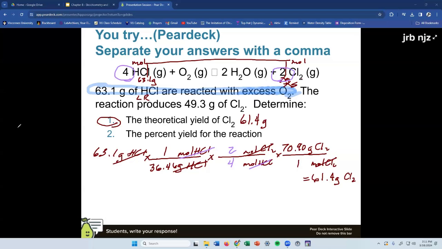Now to turn this into a percent yield, I have to remember my percent yield is equal to actual over theoretical times 100%. Now the actual yield comes from one of 2 places. Either it's going to be given to us, which is the case here. The actual yield would be what the reaction produces. So this is the 49.3 grams.